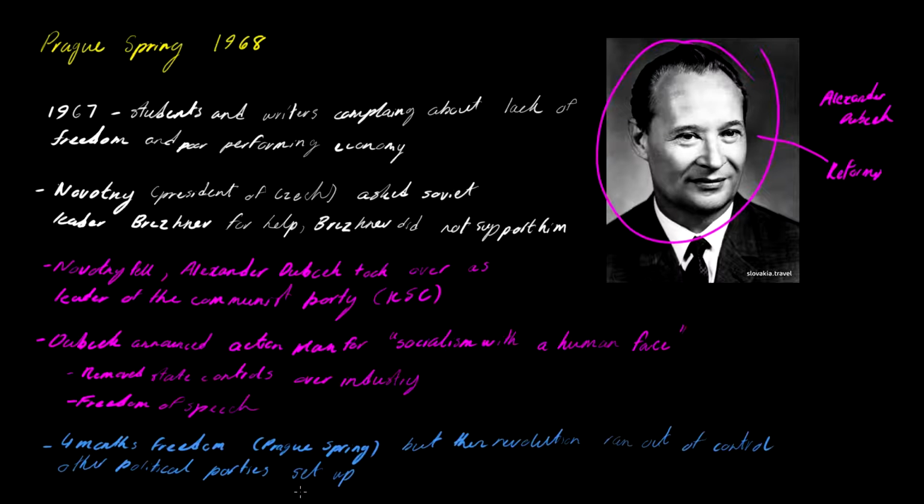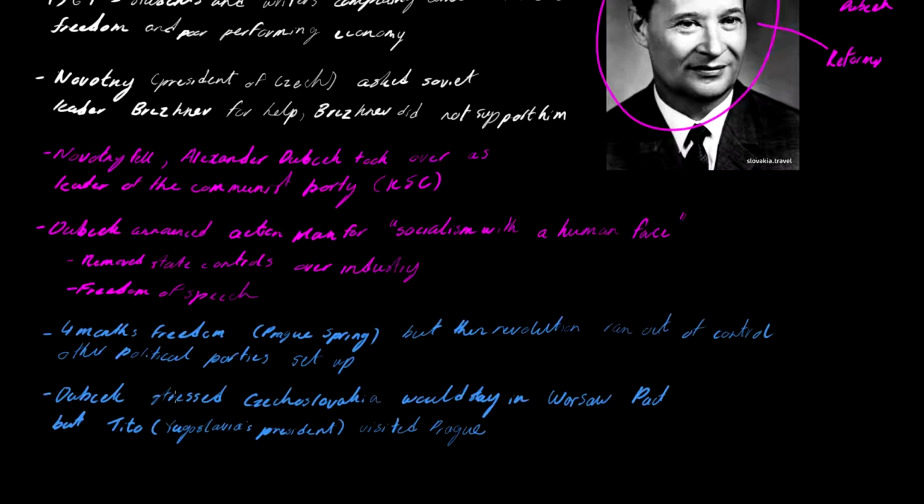But then the revolution began to run out of control. Dubček announced that he was still committed to democratic communism, so he's still a communist, and communism is the only party you can really vote for. But other political parties were beginning to be set up, and the Soviet Union wouldn't be too happy about that. So Dubček stressed and tried to assure the Soviet Union that Czechoslovakia would stay in the Warsaw Pact. It wouldn't make the same mistake as the Hungarians and try and leave the Warsaw Pact. But Tito, the Yugoslavia's president at the time, actually visited Prague.